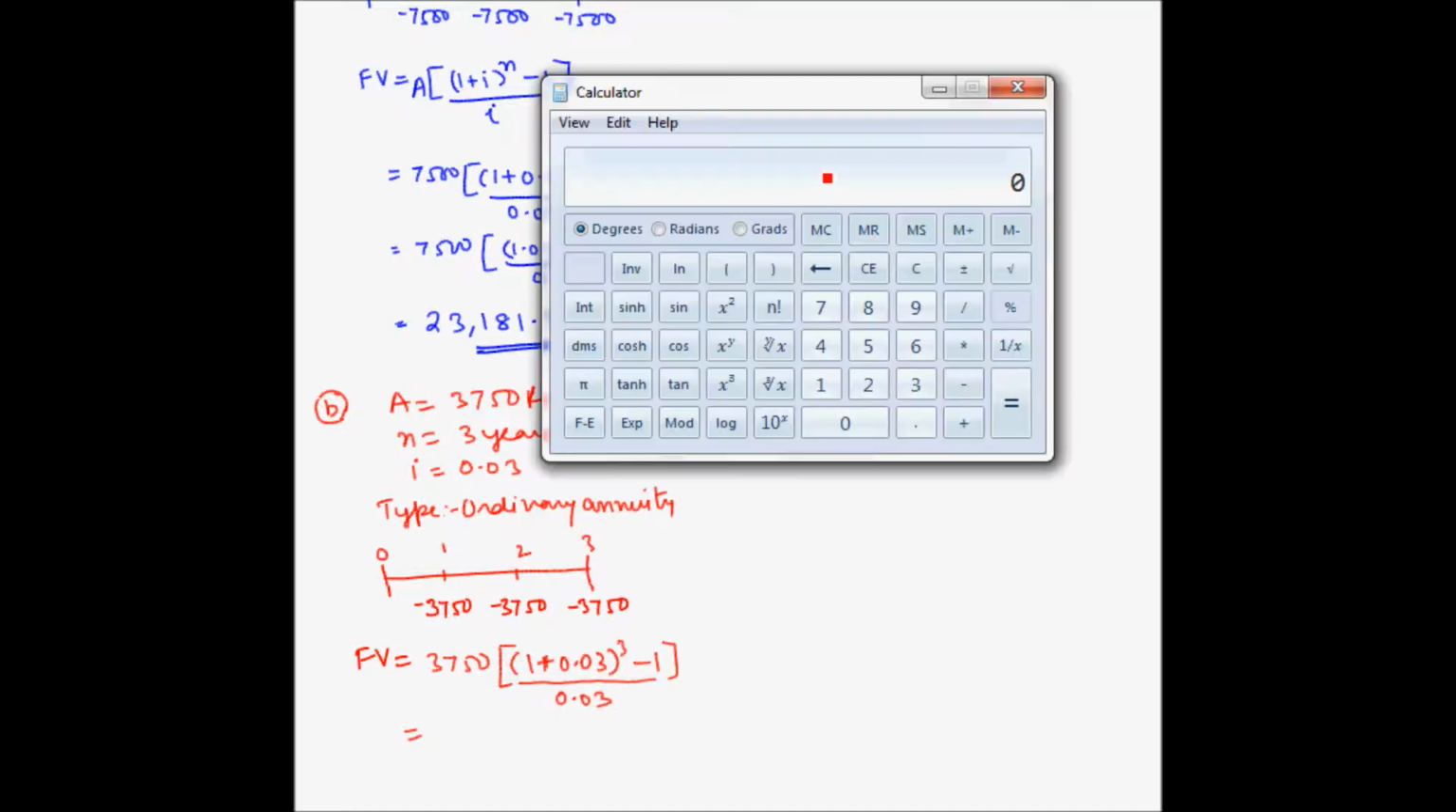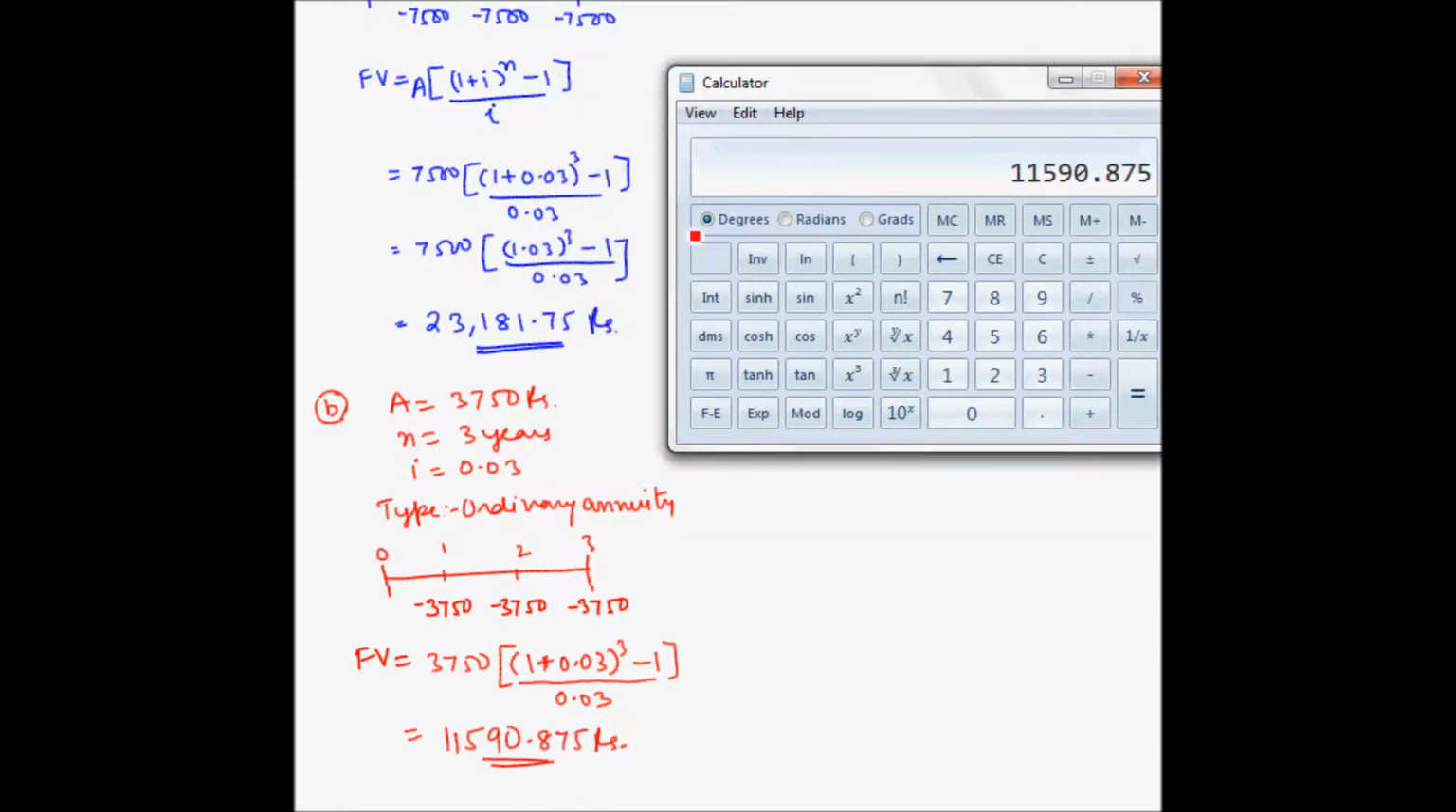So let's calculate this. So let's take the bracket first. So 1 plus 0.03 is 1.03, x to the power y, 3, minus 1, divided by 0.03, multiplied by 3,750. So the future value is 11,590.875 rupees.